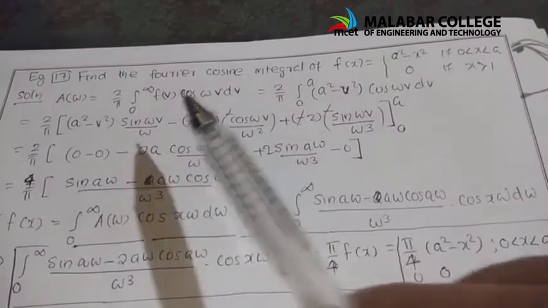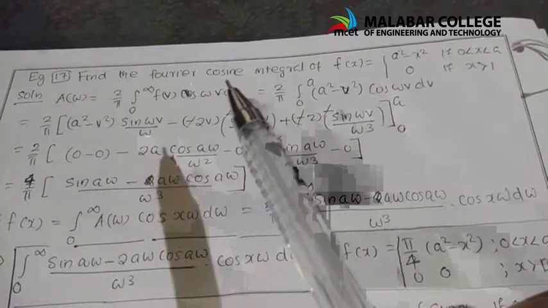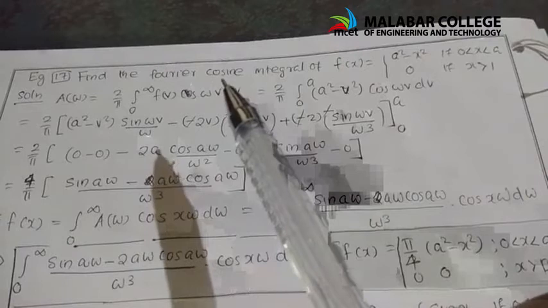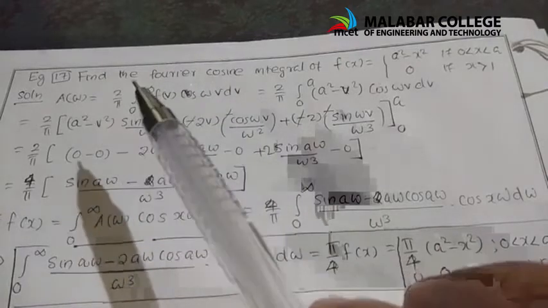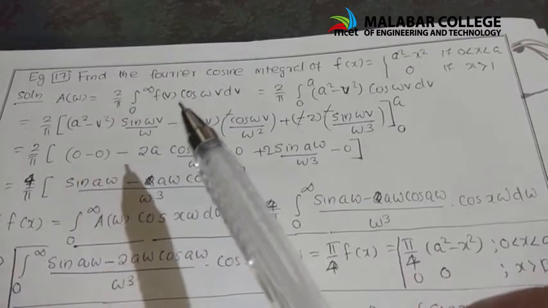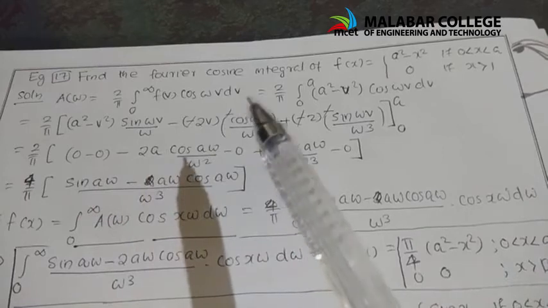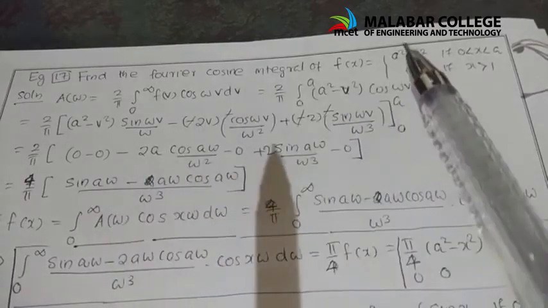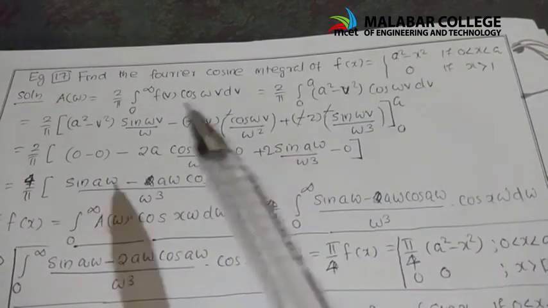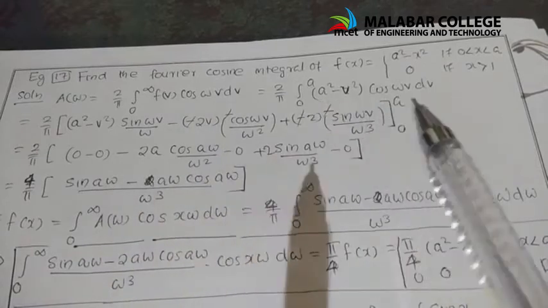Next example, find the Fourier cosine integral of f(x) = a² − x² in between 0 and a. So we write the cosine integral formula. In that we have A(ω). A(ω) is 2/π integral of f(v) cos ωv dv. And we substitute f(v) here, which is a² − v², so a² − v² cos ωv dv.